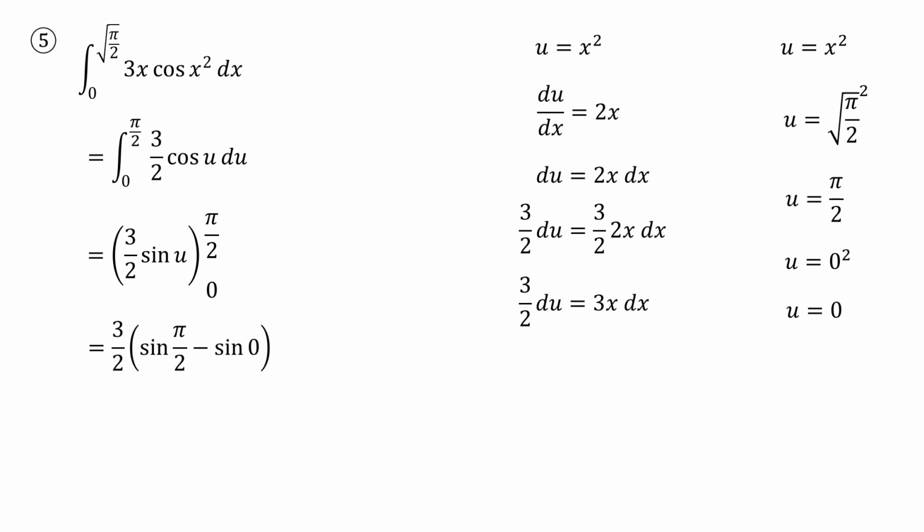Sine of pi over 2 is just 1. Sine of 0 is just 0. 1 minus 0 is just, of course, 1. 3 halves times 1 is just 3 halves. Square units.